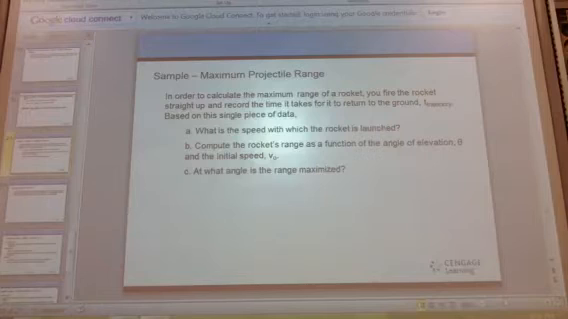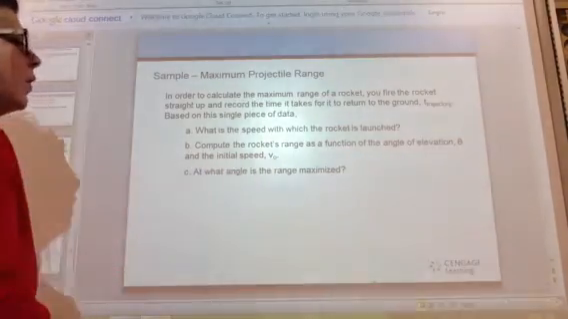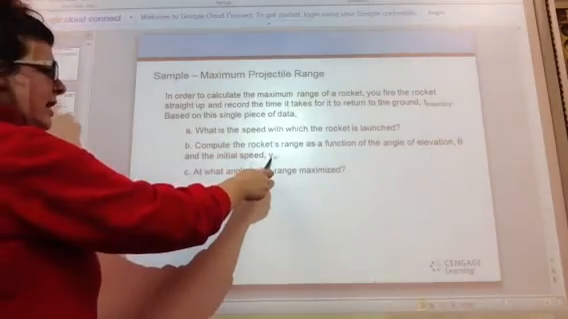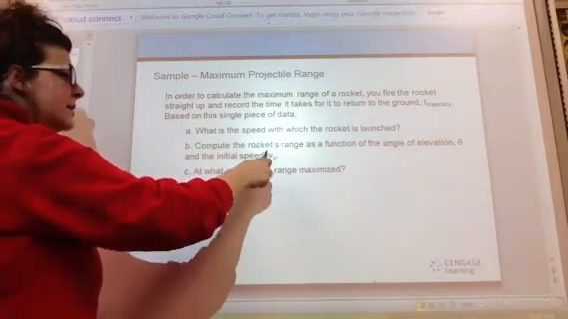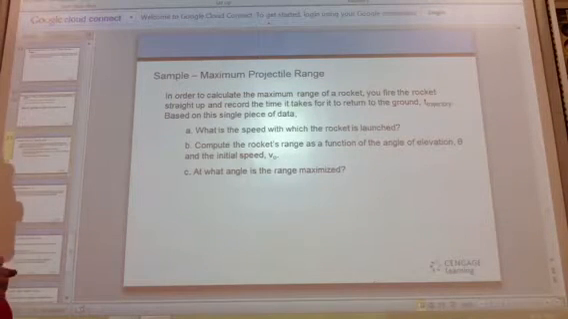And B says, compute the rocket's range as a function of the angle of elevation theta and the initial speed V0. So I don't want Vx, I don't want Vy, I want to show V0, that initial speed of the vector.